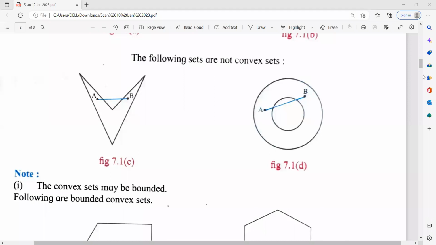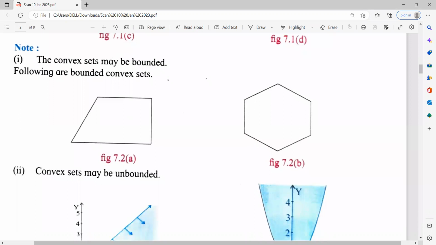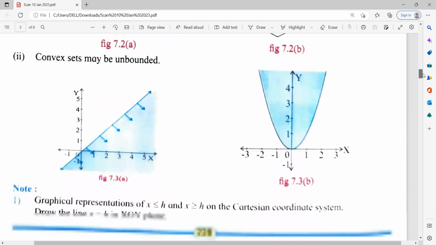See further. There are notes. It says the convex set may be bounded like this. You can check. See, this is a convex set and it is bounded. Then here you have a convex set. It is bounded. That's what is written. Following are bounded convex sets.